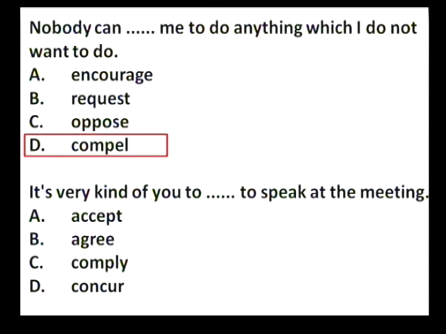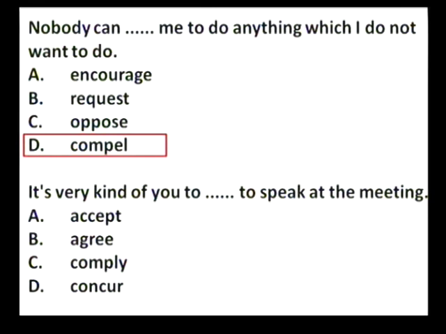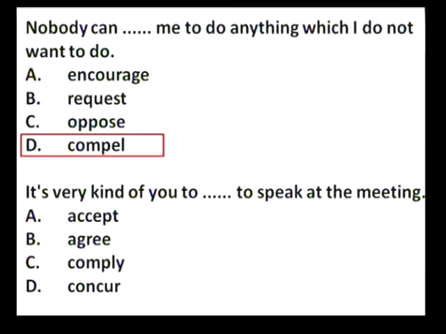It is very kind of you to dash to speak at the meeting. It was very kind of you to accept, to agree to speak, to comply to speak, to conquer to speak. And the correct answer is agreed. It's very kind of you to agree to speak at the meeting.